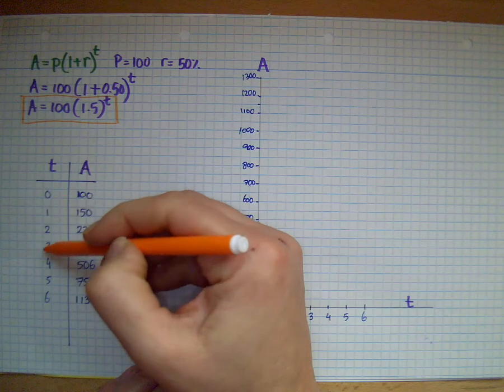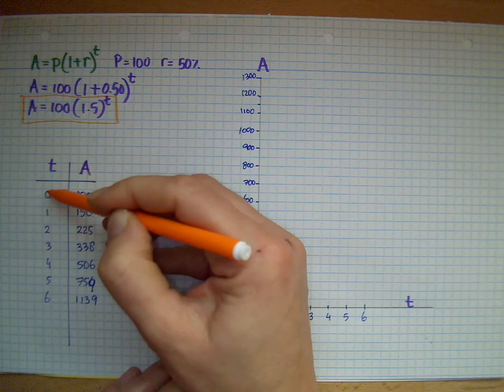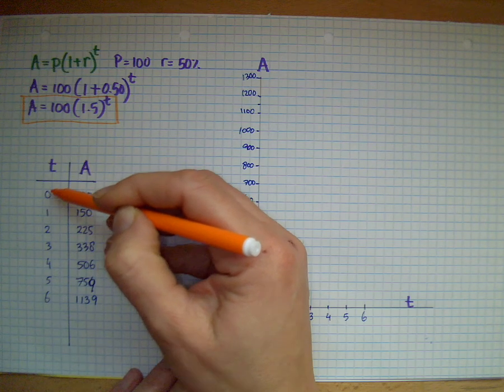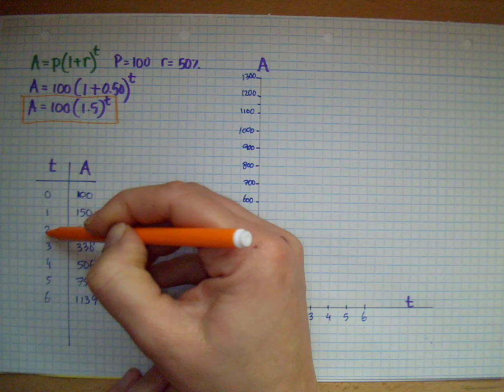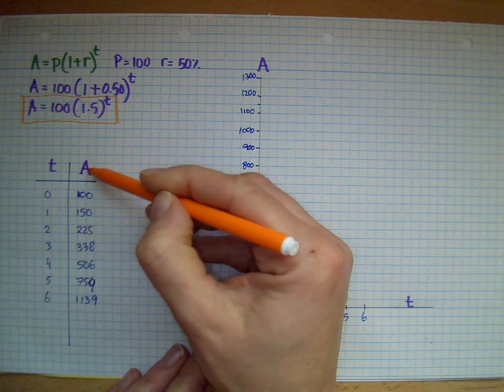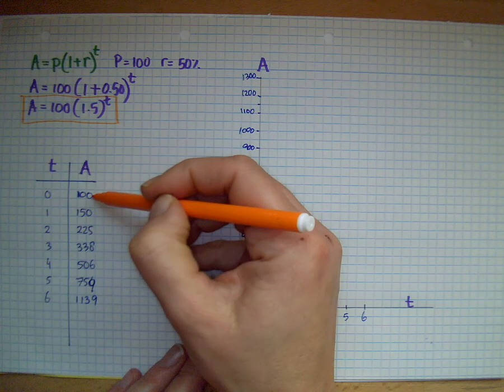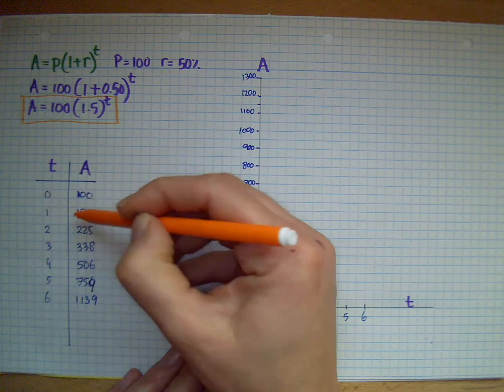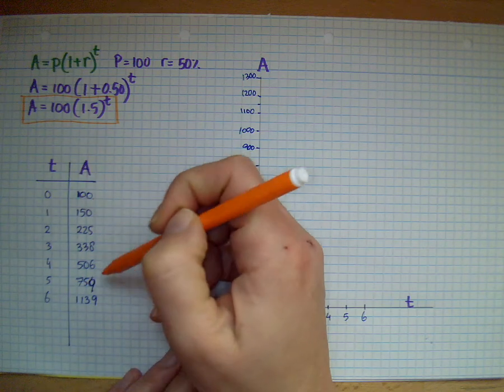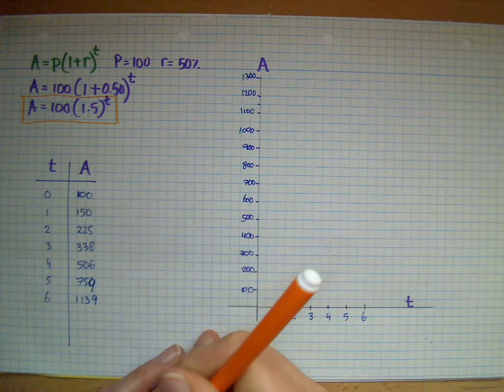T is here. Let's find values for time equals 0. So the moment we put the money into the bank and nothing had happened yet. 1 year, 2 years, 3 years, 4 years, 5 years, and 6 years. And A is going to be our total amount after 0 years, total amount after 1 year, etc. I looked up all these values on my calculator so that I wouldn't waste your time.